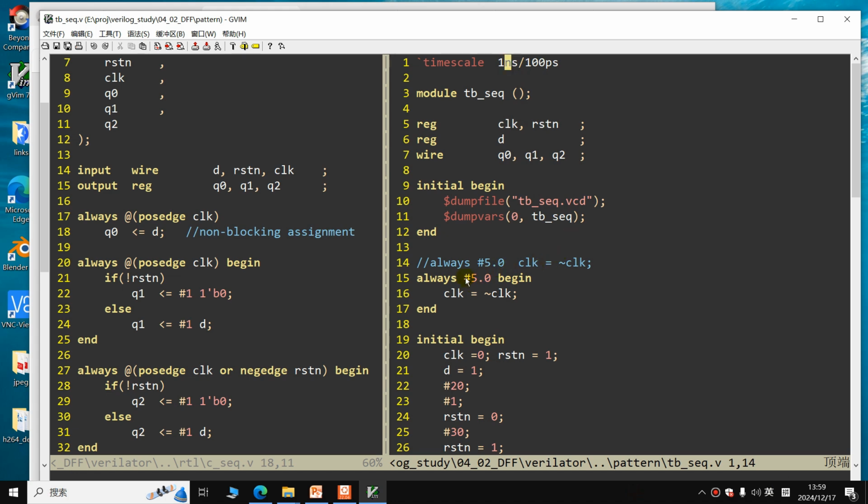So you can treat it also as an event trigger. Every 5 time units triggers this always block. So this is the method we use to generate the clock signal. Also, if there is only one statement inside a block, you can omit the begin end keywords and just write it like that.